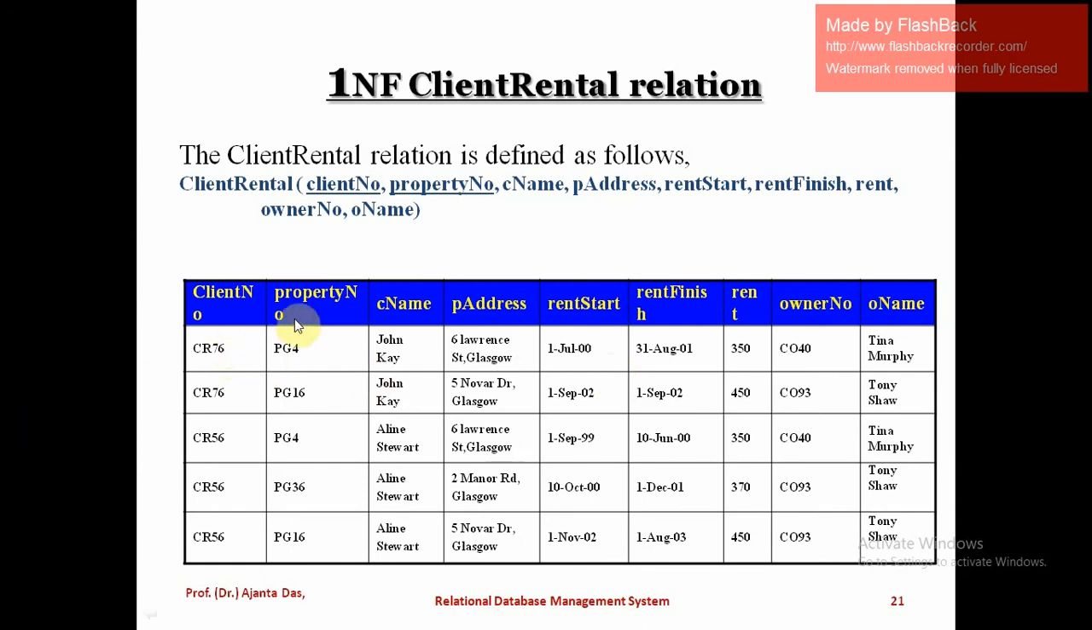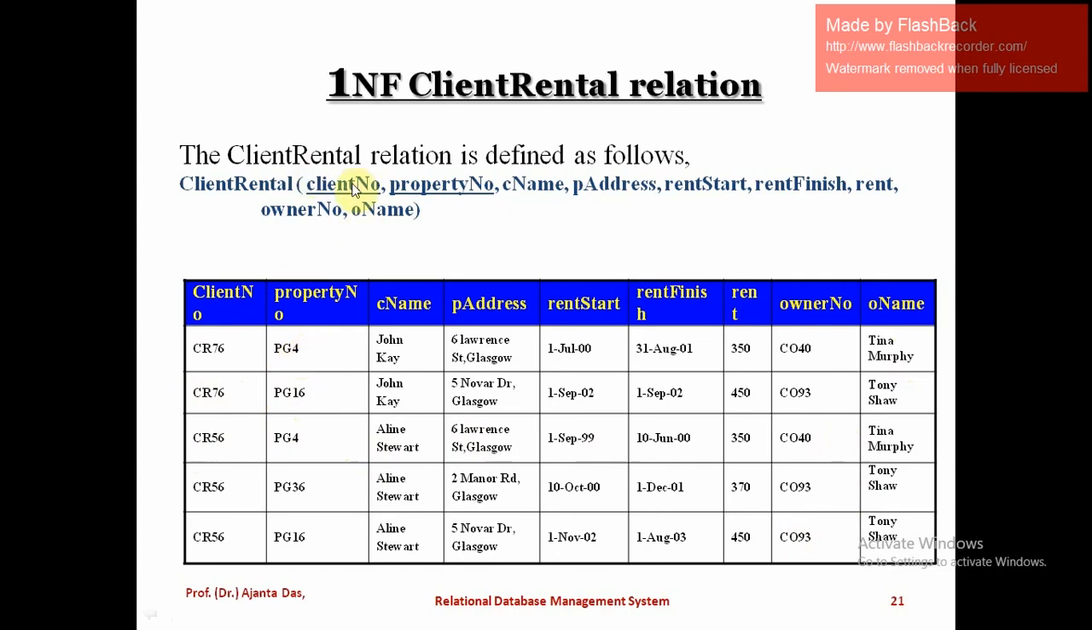So you see, if we combine client number and property number, then we know that this client had taken this property from this date to this date, and that is the rent, right? For this property, the owner is this, and that is the owner name, right? You can see the same owner has some other properties, and that the same property is rented by some other clients. So obviously we have to combine these two, that which client is taking rent for which property.